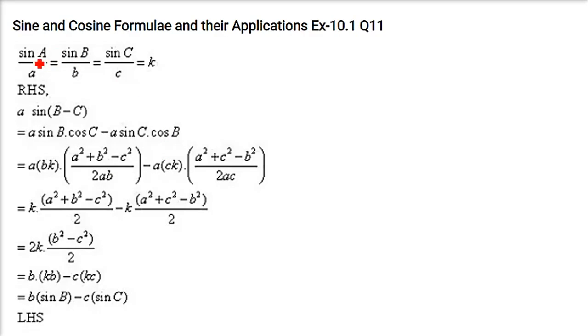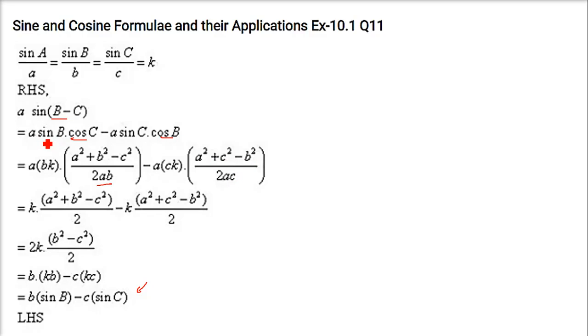Now here we have sin A by a equals sin B by b equals sin C by c equal to k. Now we have to prove this: a sin(B−C) equals b sin B minus c sin C. So how do we prove this? First of all, this sin(B−C), open the formula. That is sin B cos C minus cos B sin C. A of course is here. Now this cos C can be written as (a square plus b square minus c square) by 2ab. This is the cosine formula. And cos B can be written as (a square plus c square minus b square) by 2ac. This is the cosine formula.